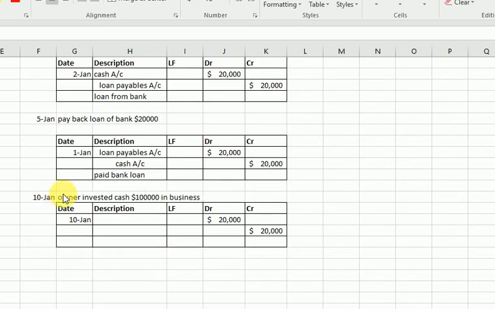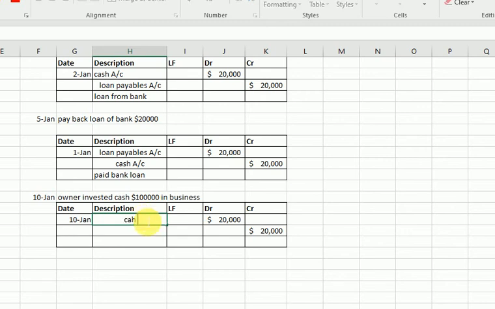Look at it, on January 10, owner invested cash $1,00,000 in business. So now in this transaction cash comes to the business. So cash of the business is increased, and cash is what? That is our asset. And the rules say that an increase in assets is recorded as a debit.